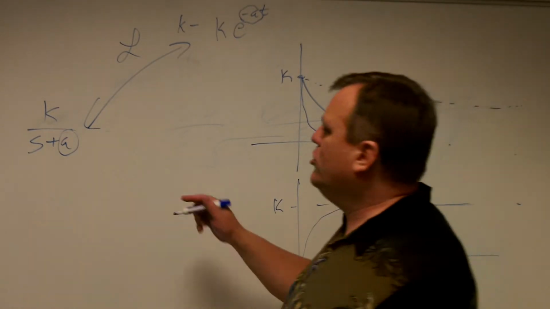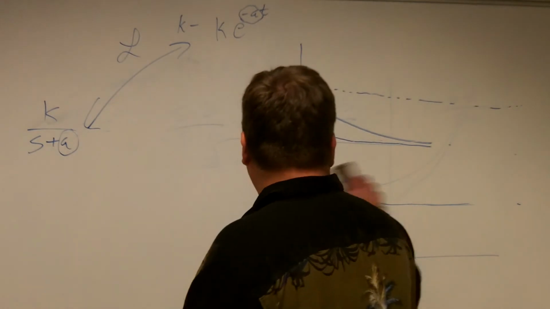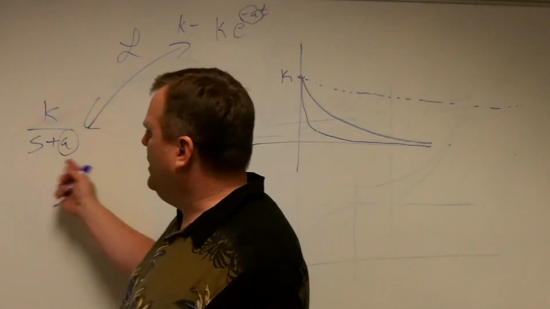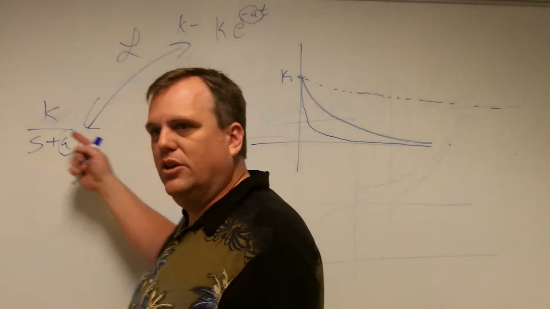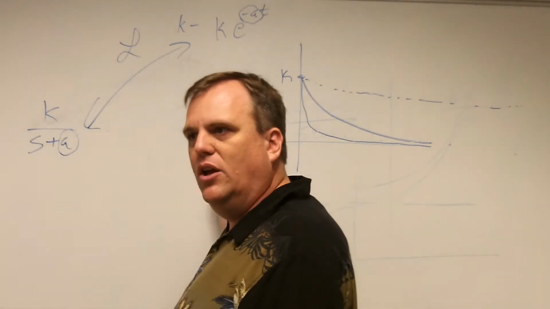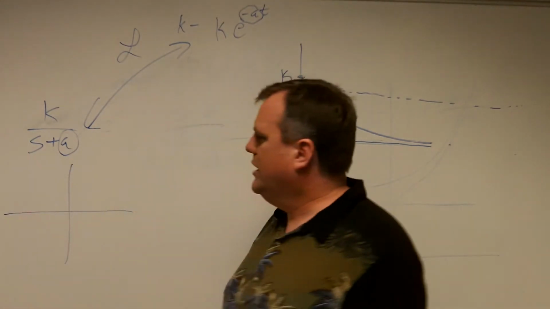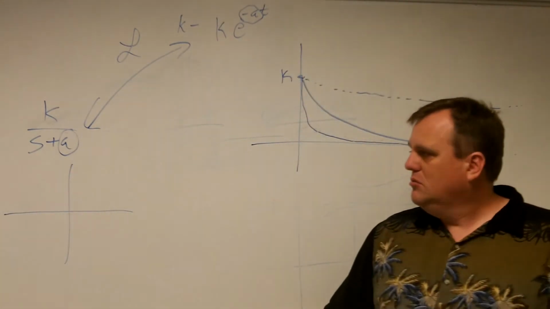Now let's think about correspondingly, so this is really the one that matters, the transients. Let's think about what that means for this function, the S domain. You've seen what it looks like in the time domain. What does the same thing look like inside of here?